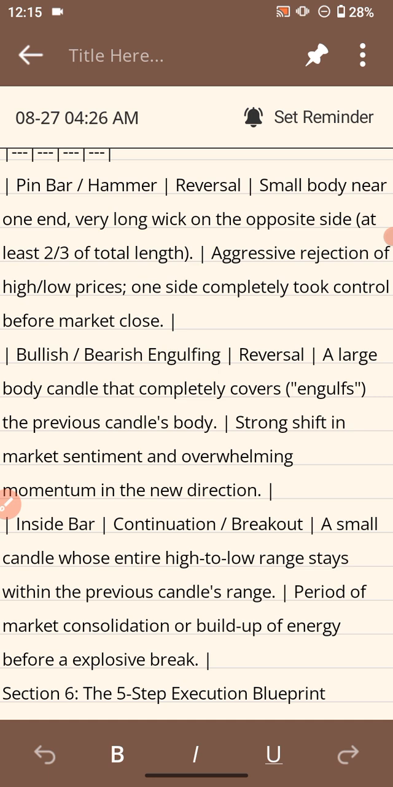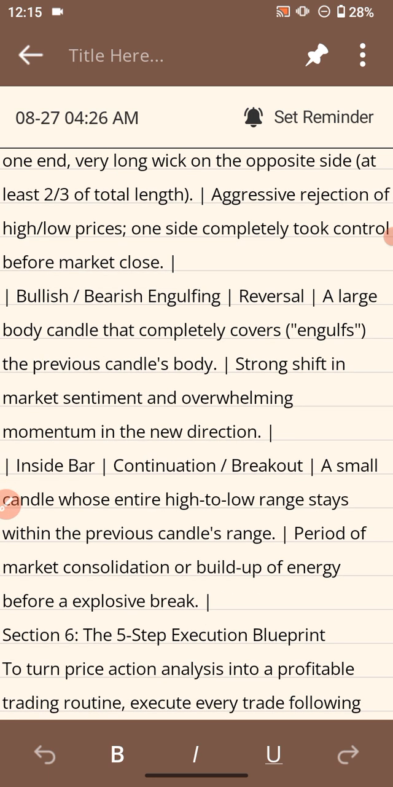Bullish and bearish engulfing: reversal, a large body candle that completely covers, engulfs, the previous one. So this is telling us that an engulfing candle can be an entry signal.